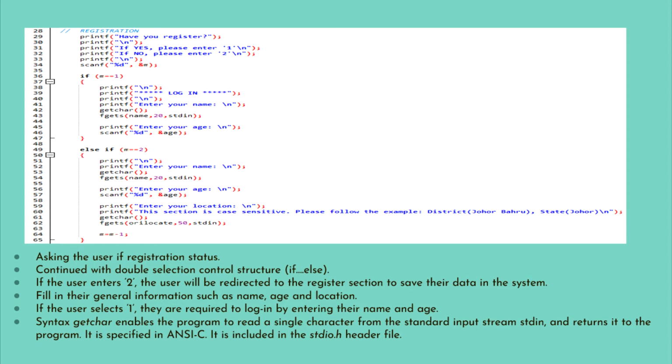If the user selects 1, which means that they have already registered, they are required to log in by entering their name and age. As you can see, there is a syntax getchar, which enables the program to read a single character from the standard input stream stdin, regardless of what it is, and return it to the program. It is specified in ANSI C and is the most basic input function in C. It is included in the stdio.h header file.